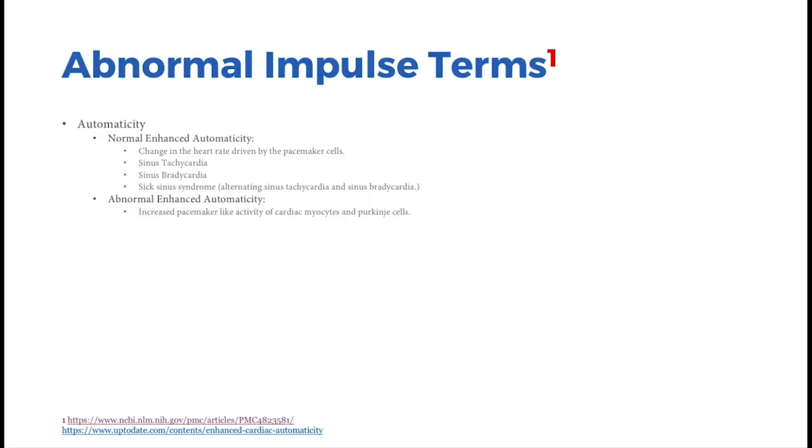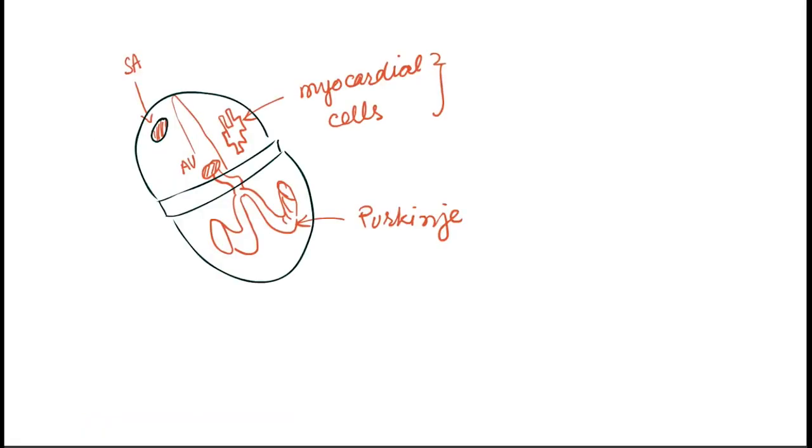Automaticity is, of course, the capability of spontaneous depolarization. I can say that automaticity is of two types. It is possible that the normal automatic tissue, which is the SA node, AV node, normal pacemakers, when their activity becomes increased or reduced, this will be called enhanced normal automaticity or depressed normal automaticity.